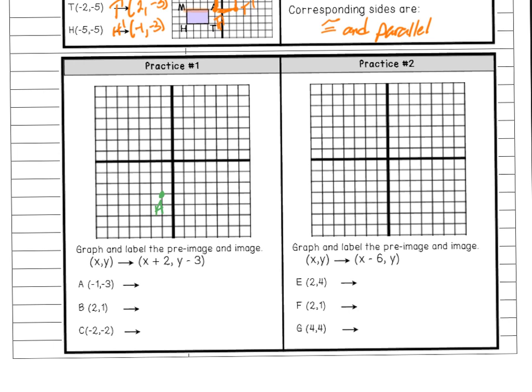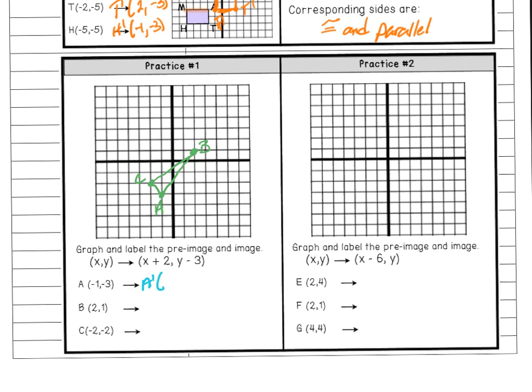(2, 1) is B. And (-2, -2) is C. So we have this kind of long, narrow triangle. Okay, so now I'm going to change colors here, and we're going to find our A prime.